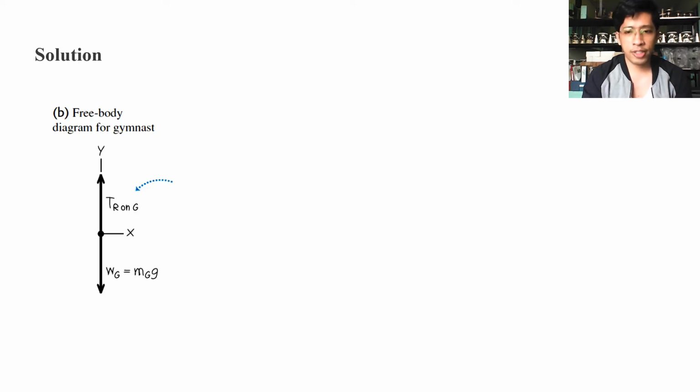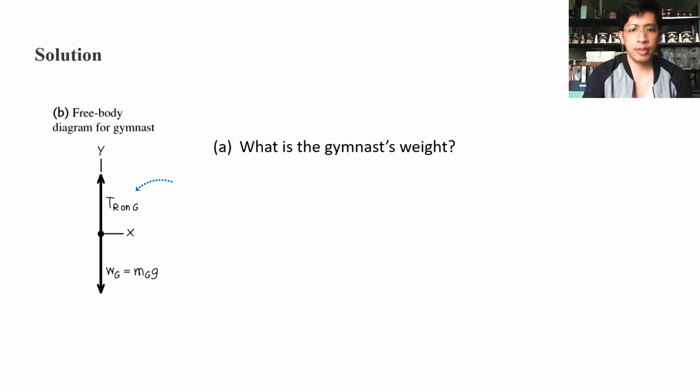Let's solve first your first problem. What is the gymnast's weight? So again, our first strategy is to draw the free body diagram for your system. So for your gymnast, the only forces acting on your system is the weight of the gymnast, which is downward. Again, we're looking here at the gymnast. So the forces acting are the weight, which is downwards. So as you can see here, you have a downwards direction of the weight.